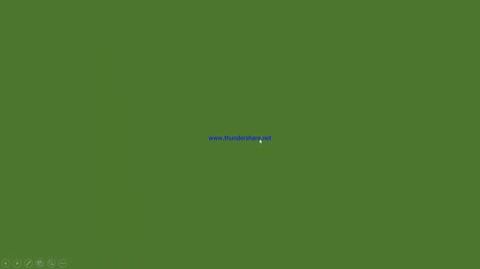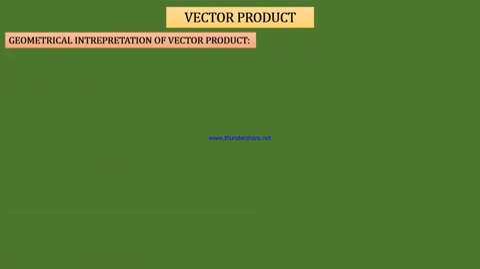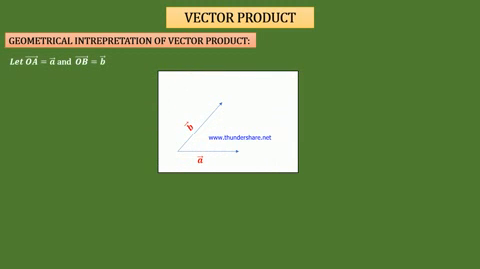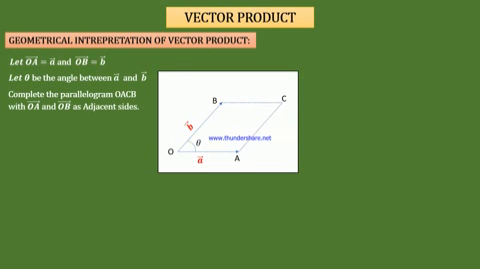This is the definition. Now we are going to see the general geometrical interpretation of a vector product. So what is the geometrical interpretation of vector product? Just take vectors A and B, that is OA vector and OB vector. Complete the parallelogram OACB with OA vector and OB vector as adjacent sides. See, this is a parallelogram. Let theta be the angle between A and B.